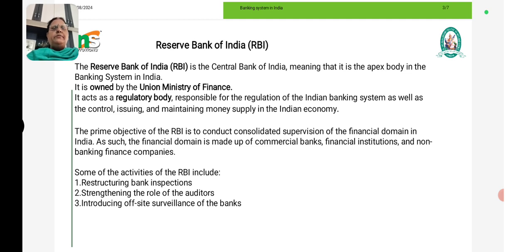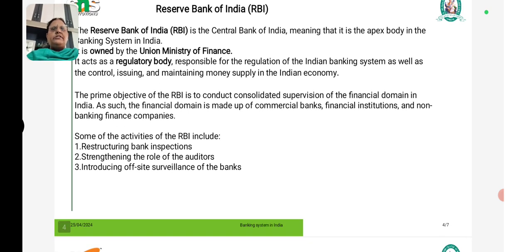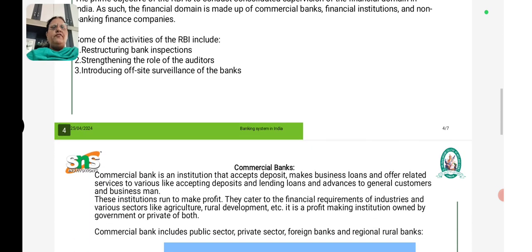The primary objective of RBI is to conduct consolidated supervision of the financial domain in India, where the financial domain is made up of commercial banks, financial institutions and non-banking finance companies. Some of the activities of RBI include restructuring, bank inspection, strengthening the role of auditors, and introducing off-site surveillance of banks.